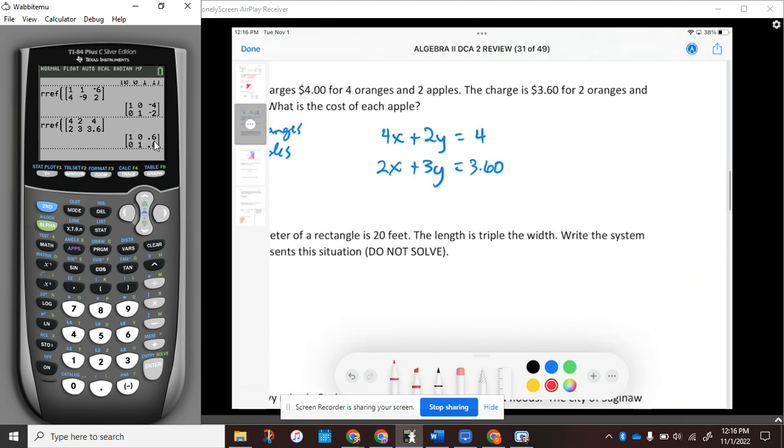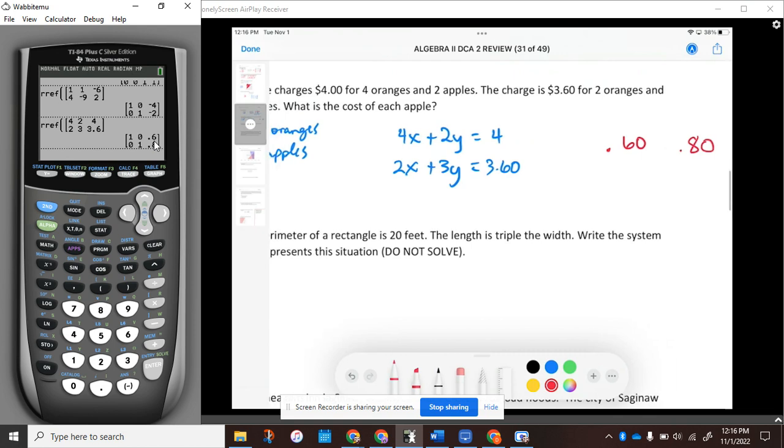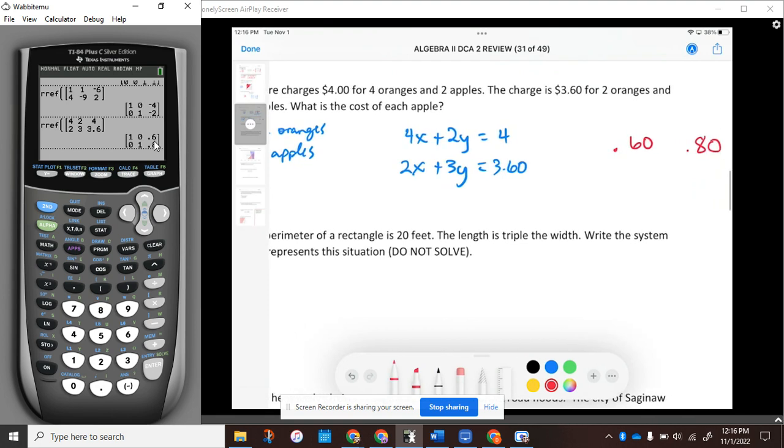I want y'all to think about this. If we've got 0.6 and 0.8, what is that when we're talking in terms of money? What does that mean? That's 60 cents and 80 cents, right? We're talking about 60 out of 100, 80 out of 100. It's cents. So when we see that, and we already said that X was oranges and Y was apples, it's asking what's the cost of each apple, right? So we're looking for the Y. In this solution, it's 80 cents. The cost of each apple would be 80 cents.